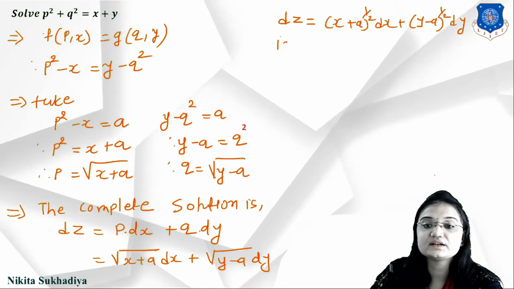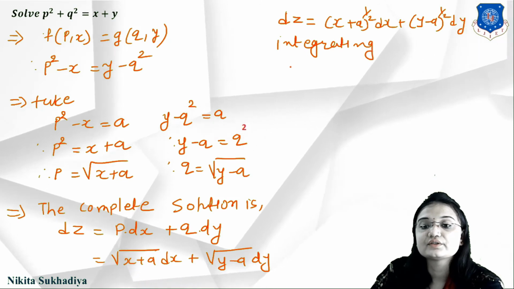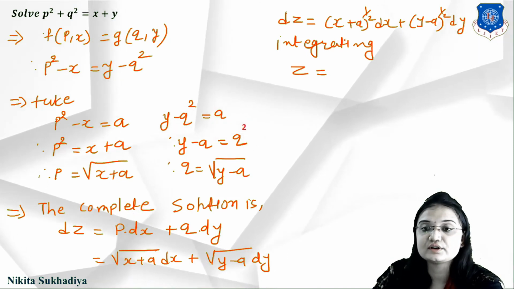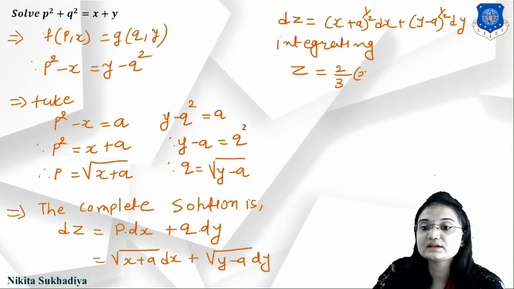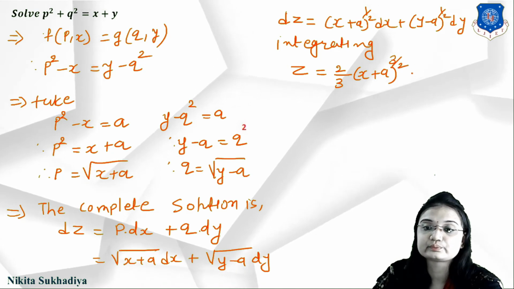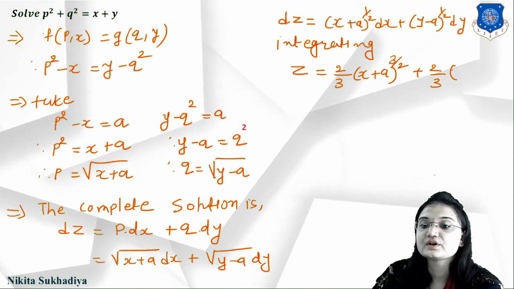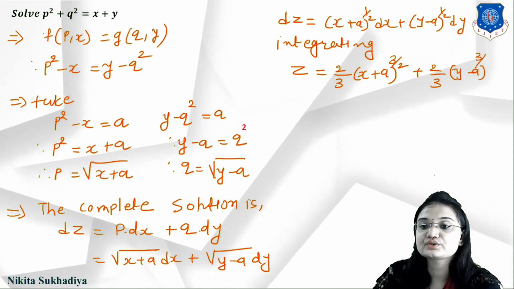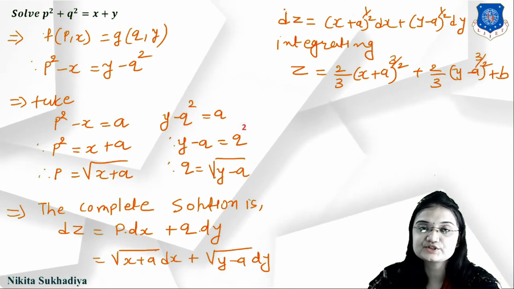Now by integrating both the sides, we will get z is equal to 2/3 (x + a)^(3/2) plus 2/3 (y − a)^(3/2) plus b. Okay, which is our complete solution.